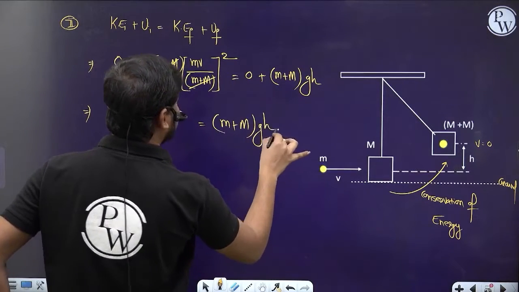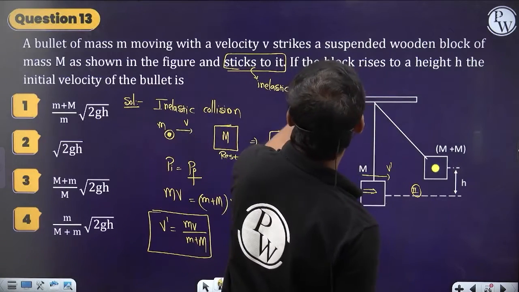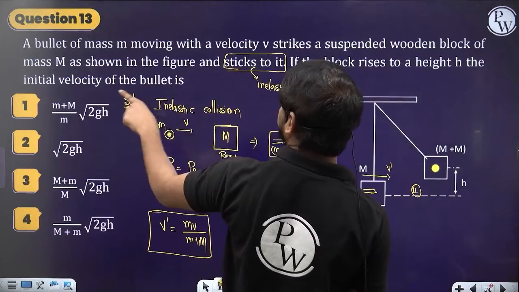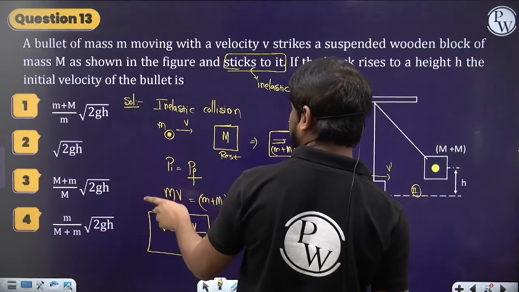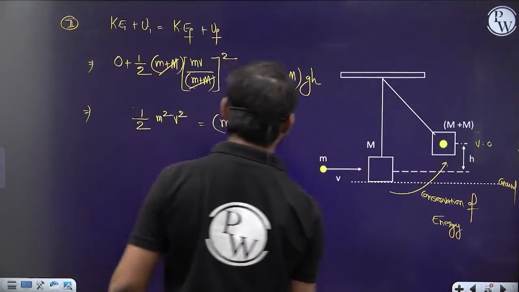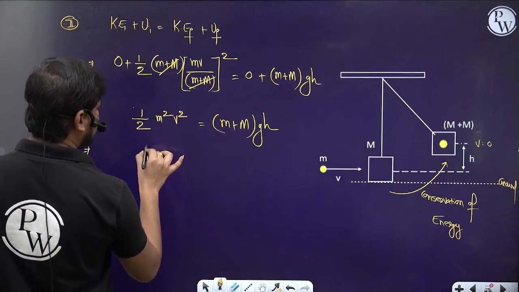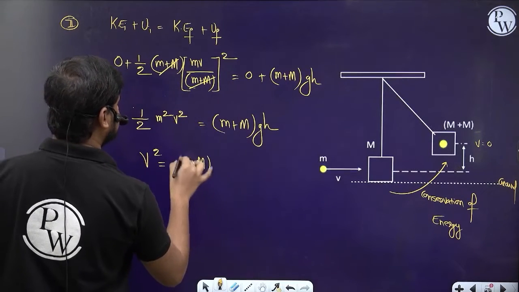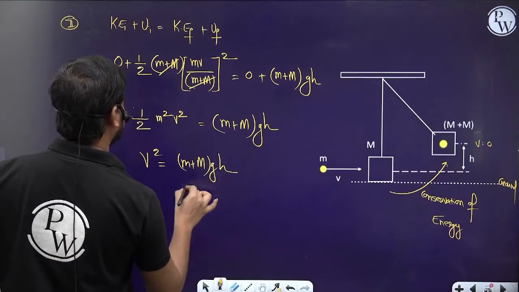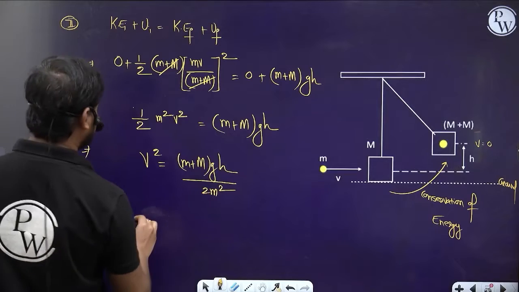So what do we require actually? To what height it rises, right? If the block is height h, then the initial velocity of the bullet, that is v, we have to find, yes or no? So how do we find v from here? Half m v square is equal to (M plus m) into gh by 2m square. So from here, what is v?